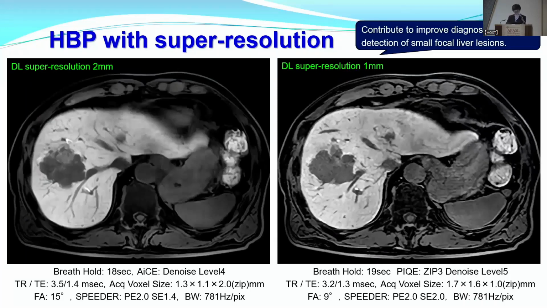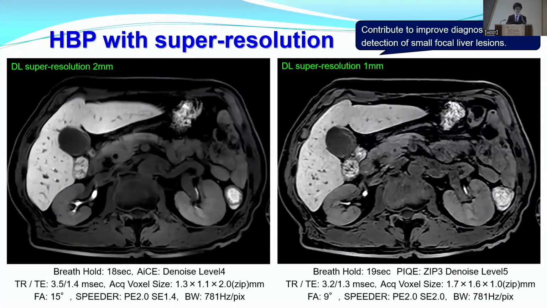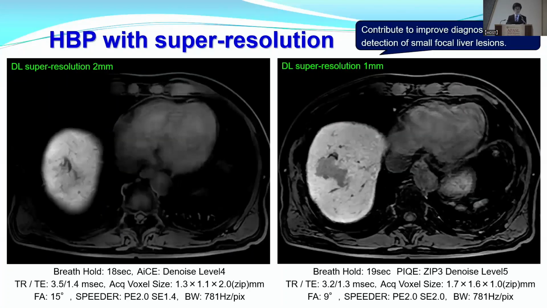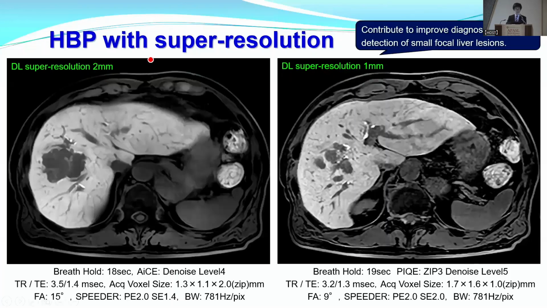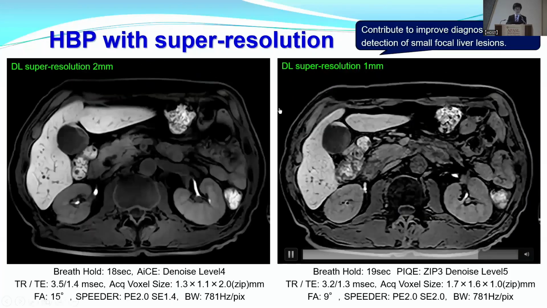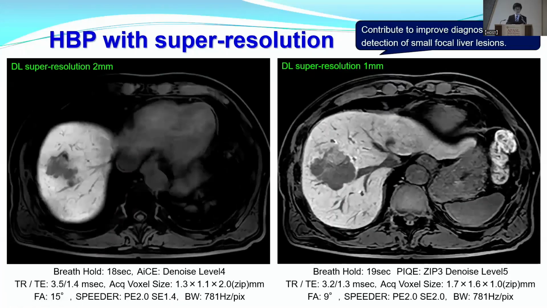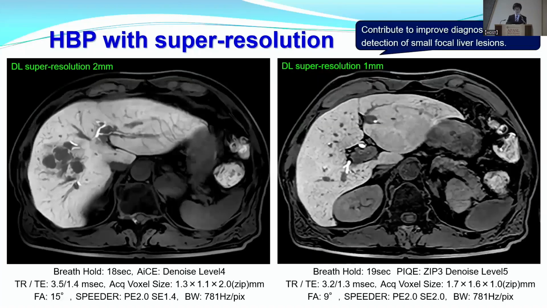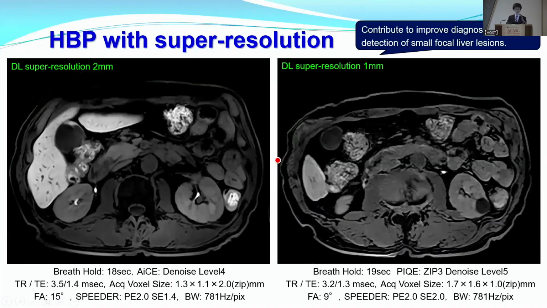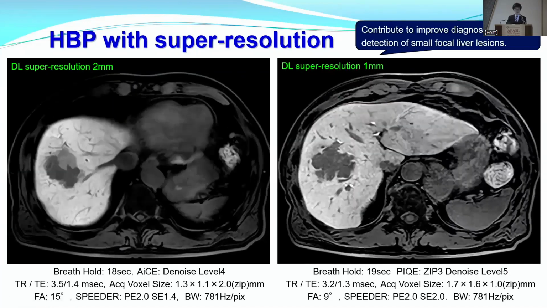So basically, hepatobiliary phase images are obtained with 3 or 4 millimeters slice thickness. And when applying the deep learning super resolution, hepatobiliary phase images with 2 or 1 millimeters slice thickness can be obtained. So this may contribute to improved diagnosis for the detection of small focal liver lesions.